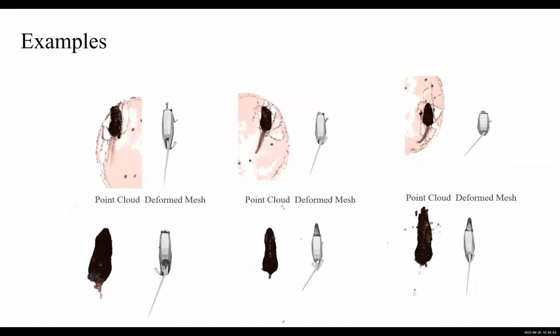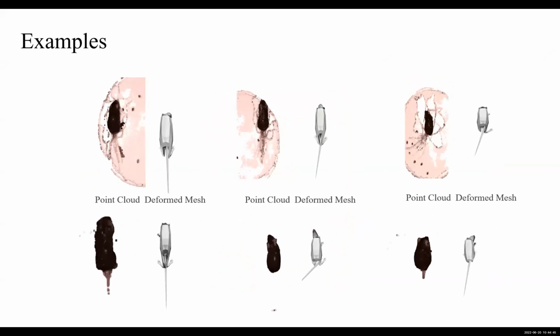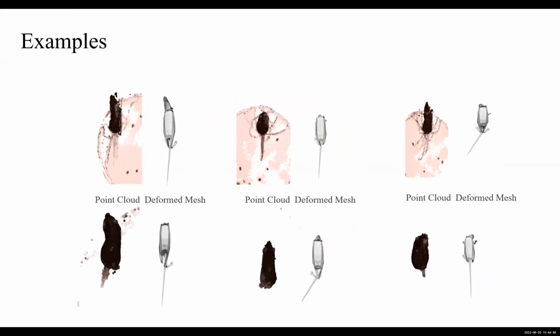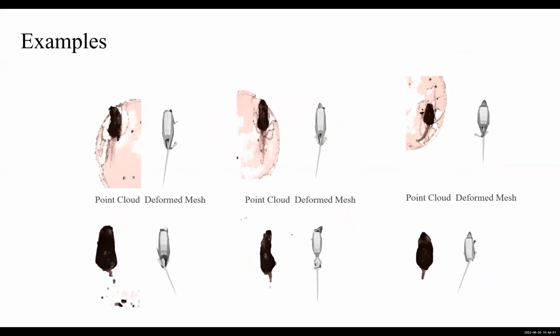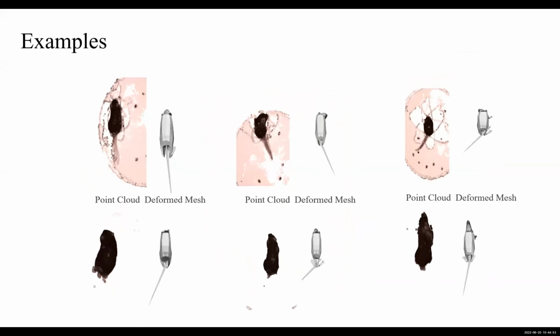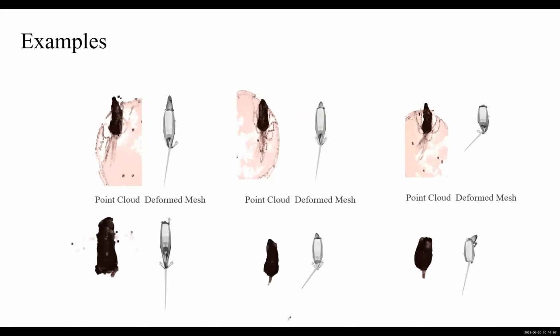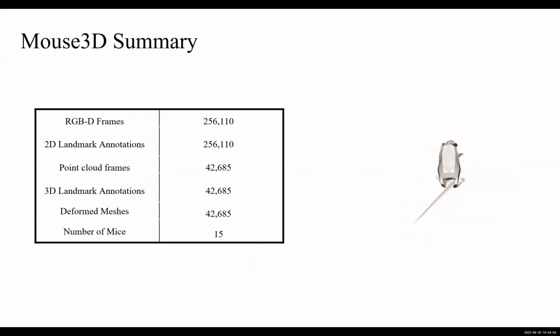Here are a few more examples where the mouse is performing various behaviors, and these are coupled examples of point cloud and meshes. These are some of the numbers of our data set at the moment. Just to summarize, we are proposing a large-scale multi-view data set which contains RGBD data, 2D key points, 3D landmarks, point cloud data, and deformable meshes. Over the entire data set, we have about 15 unique mice in the sequences.